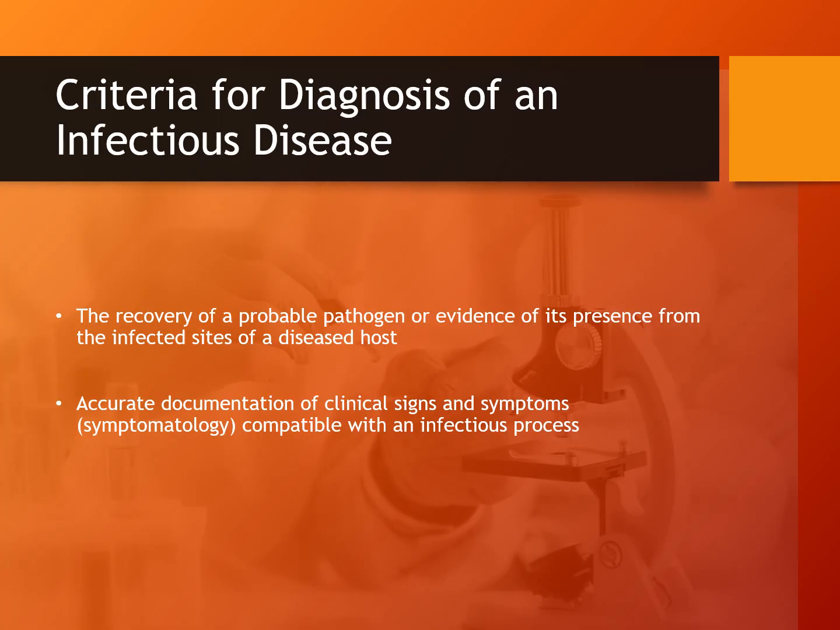So what are the criteria for the diagnosis of an infectious disease? Well, one is that we can recover or find the probable pathogen, or see evidence of its presence, from an infected site of the diseased host. The other criterion is accurate documentation of clinical signs and symptoms, or symptomatology, that is compatible or usual for an infectious process.